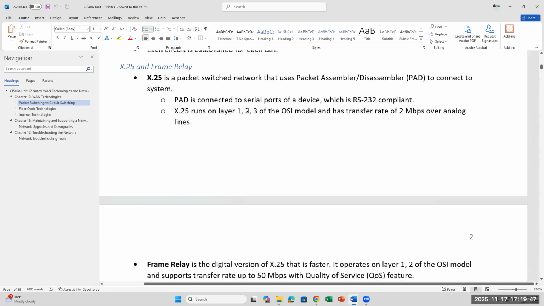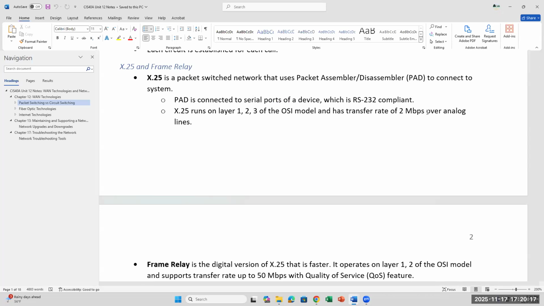And you would use this for the first 3 layers of the OSI model, right? Communication at bit, at frame, and then at packet level. So the transfer rate for this is 2 megabit per second, and that was a big deal back then, right? Because for the consumer side, if you're using dial-up, it's only at most 128 kilobit per second, which is a fraction of that.